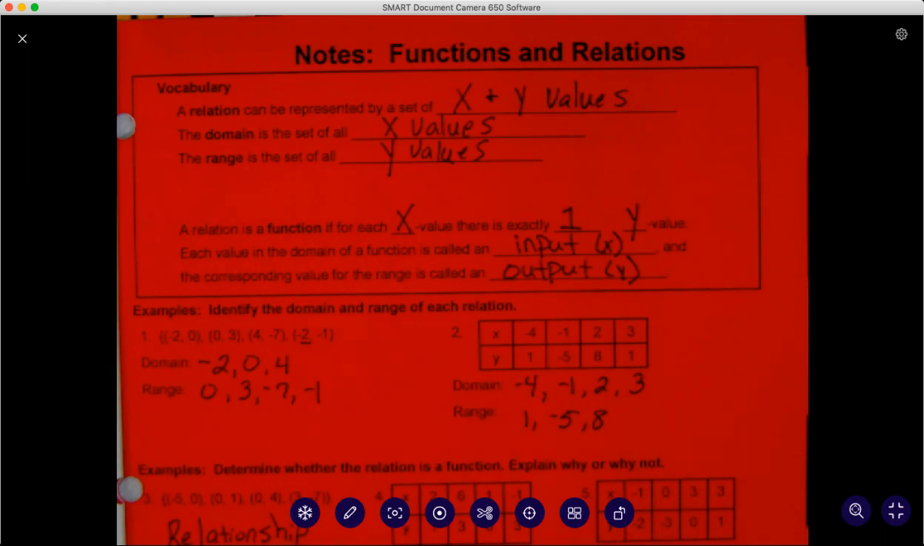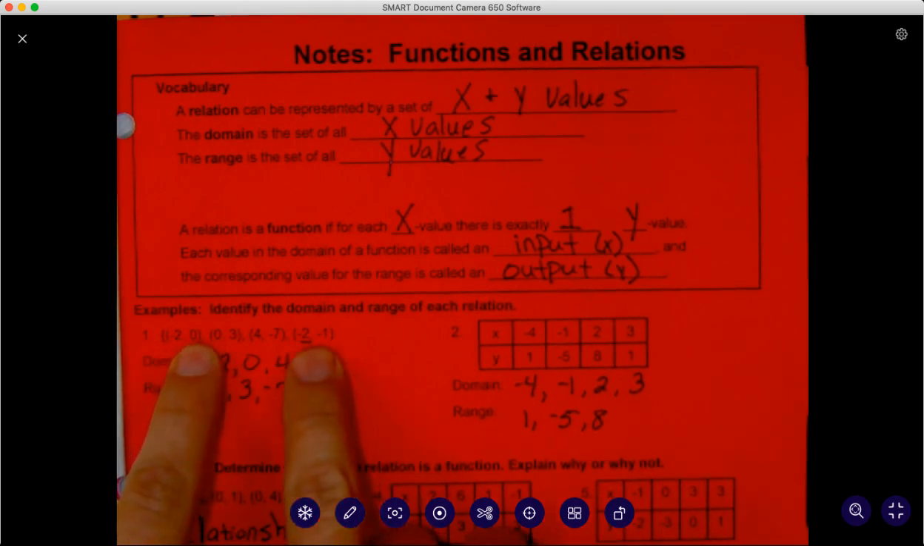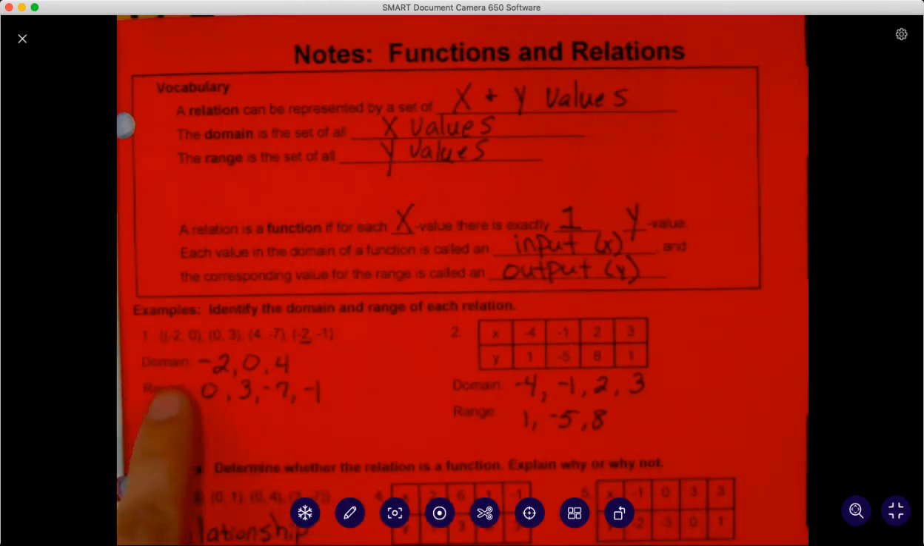So if we look at some of the practice problems, we said that number 1 was not a function because -2 liked 0 and -2 liked 1. So that's not a functioning relationship, it's just a relationship. Domain is the list of inputs, that's the guys, -2, 0, and 4. We didn't have to write -2 twice because we already have him in the list. And range is the list of the girls, 0, 3, -7, and -1. Those are the outputs, or the y values.